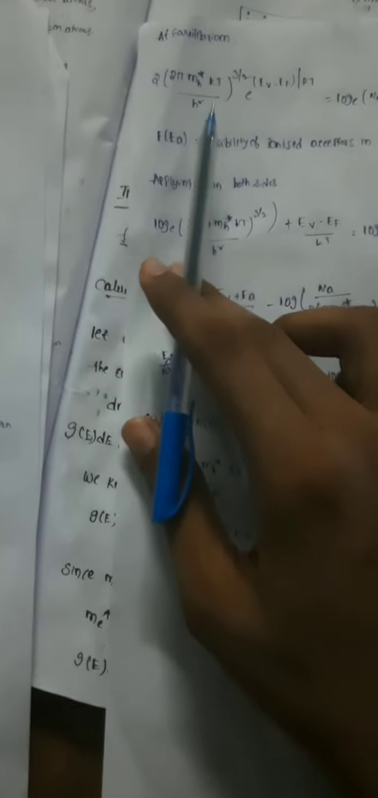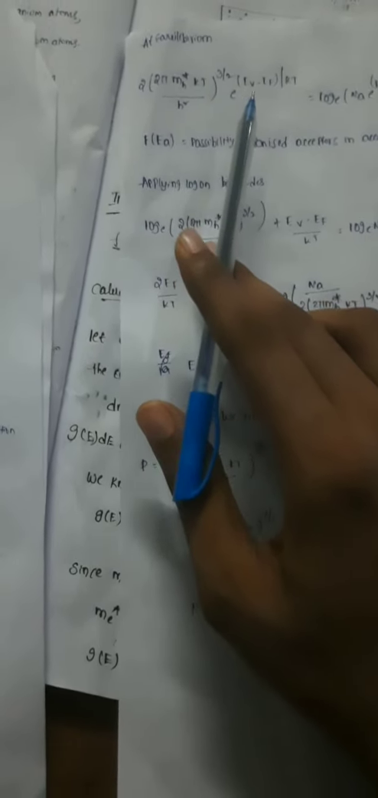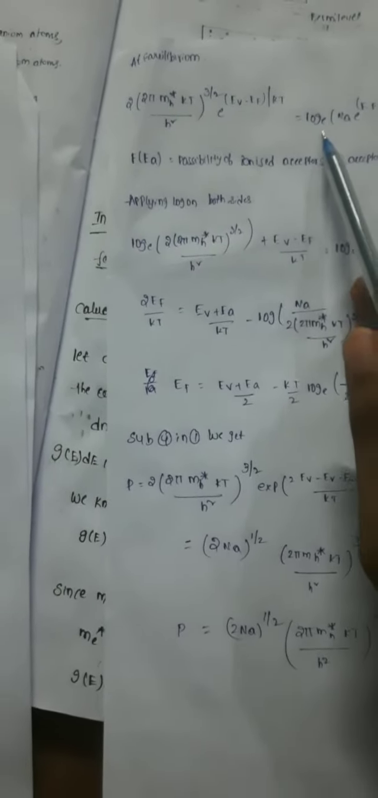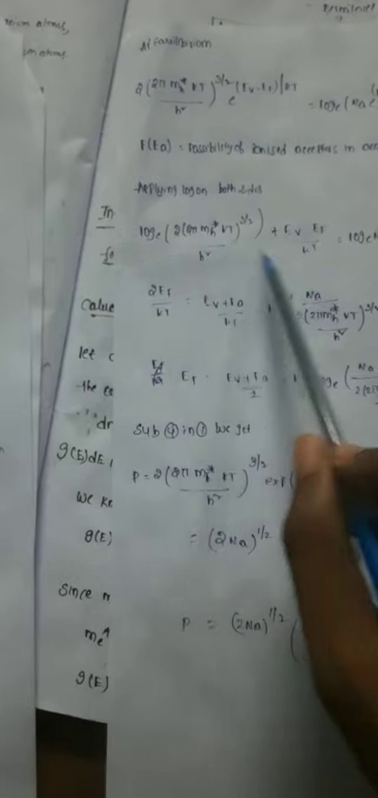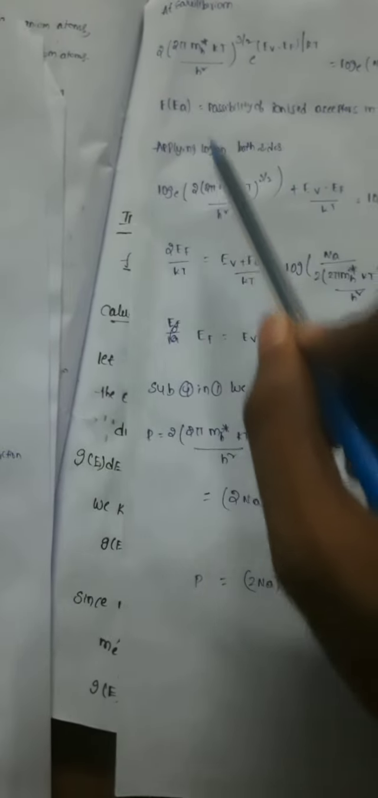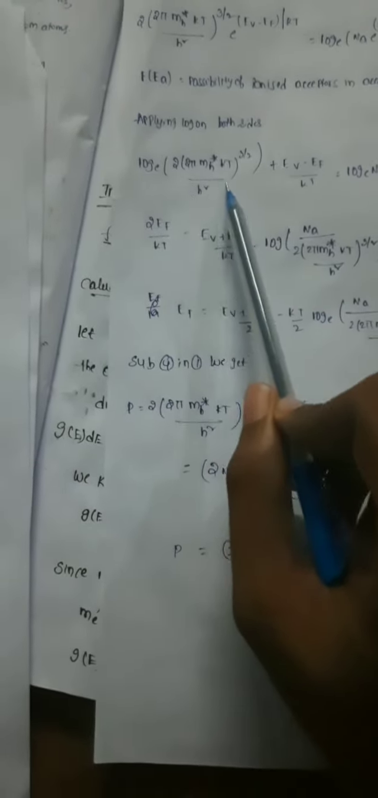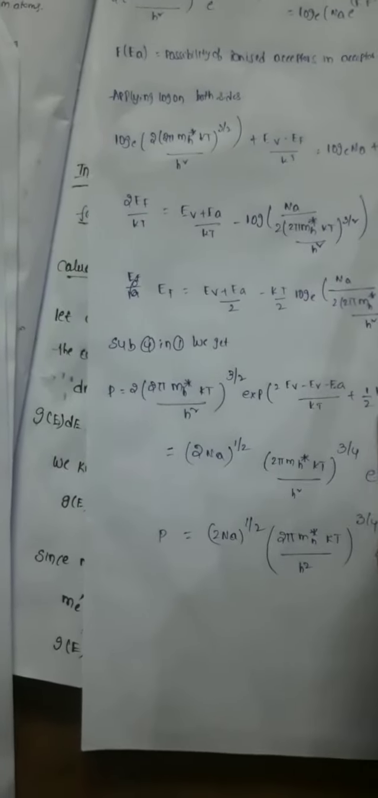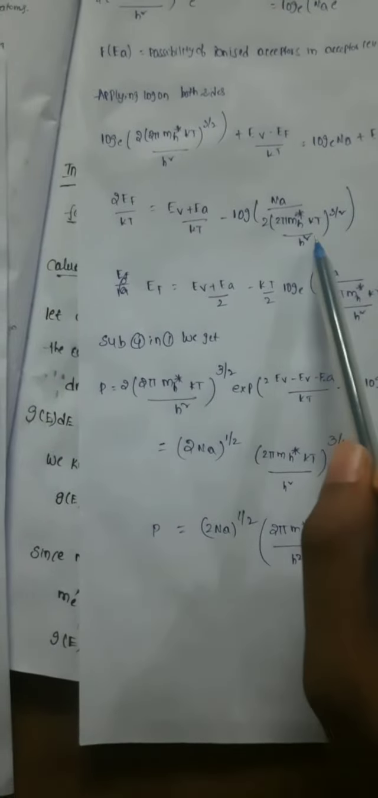Now substituting these two equations in expression 1, equating those two equations: 2 into (2 pi m_h star KT by h square) whole power 3 by 2 e power (EV minus EF) by KT equals Na e power (EF minus EA) by KT. Applying log on both sides, we get log base e of 2 into (2 pi m_h star KT by h square) whole power 3 by 2 plus (EV minus EF) by KT equals log base e Na plus (EF minus EA) by KT.